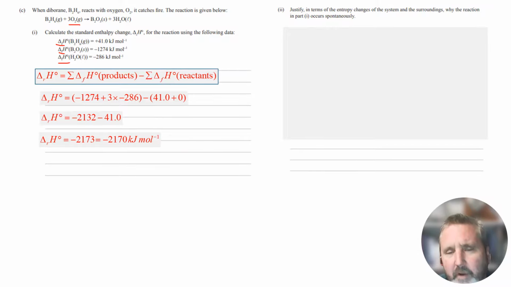Okay, so justify in terms of entropy changes of the system and surroundings why the reaction occurs spontaneously. So in this case, we are going to break this down to talk about the system, we're going to talk about the surroundings, and then we're going to talk about what it would be like in order for it to be spontaneous.